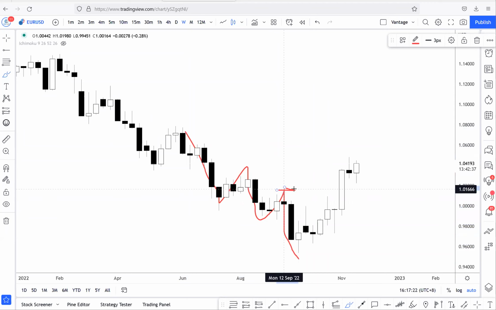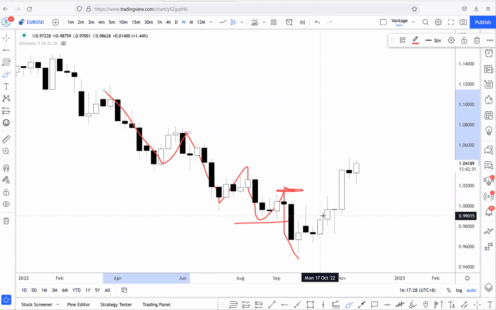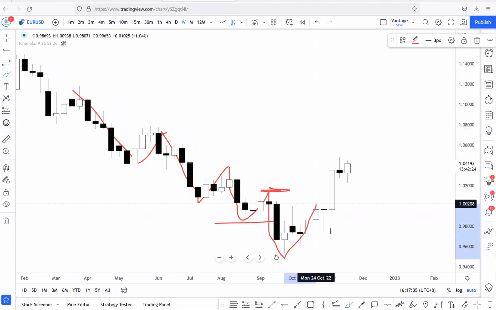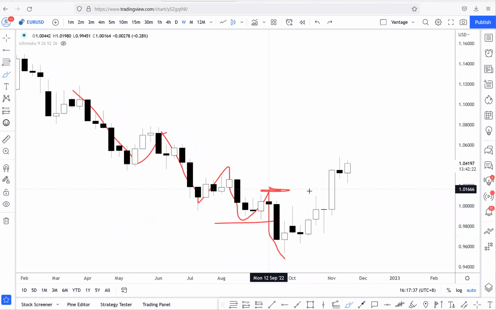And just remove the magnet mode. So this is the last high that caused the break in the structure. So we can see that we have a parallel downtrend, right? Lower lows and lower highs being formed. So in terms of the assumption here, it's that prices would continue on a downtrend over here, right? As long as prices are holding below this low.